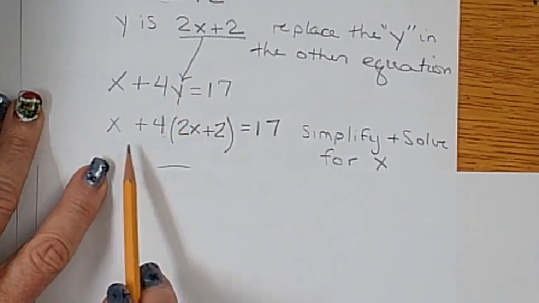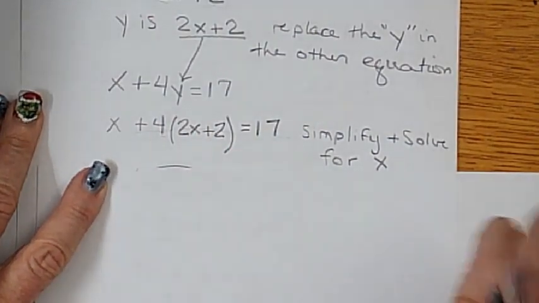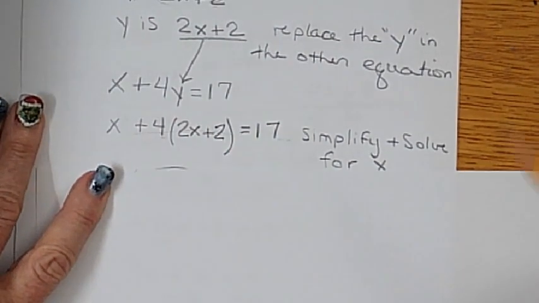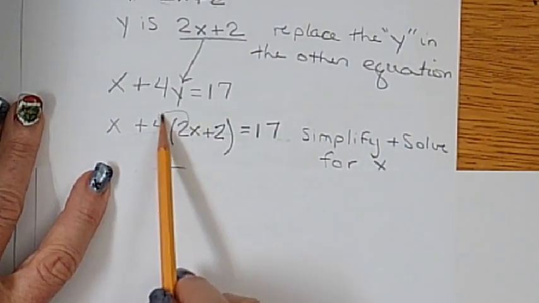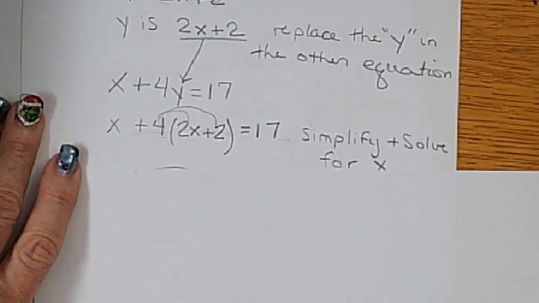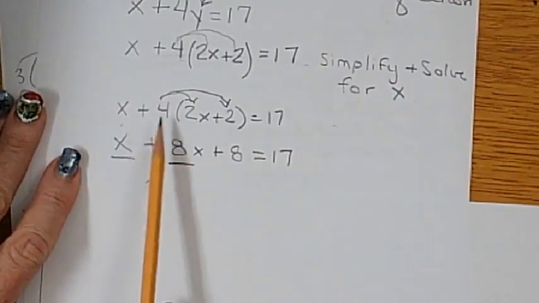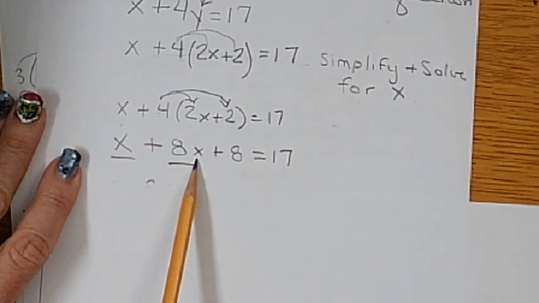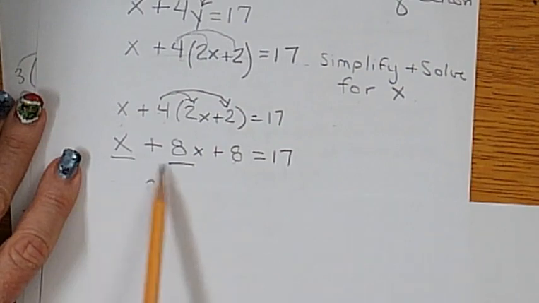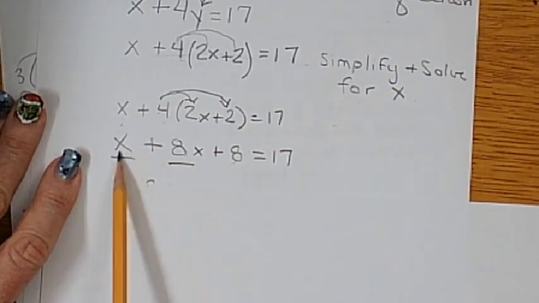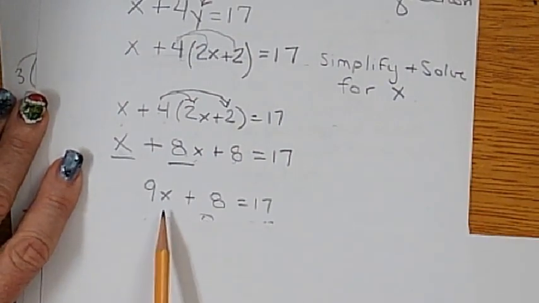So now my equation just has x's, because that's the whole goal of substituting, is to make sure you just have one variable. Now we're going to simplify for x. Before we do that, we have to do the distributive property. I'm going to distribute to each one of those. When I distribute 4 times 2x, it gives me 8x, and 4 times 2 gives me 8. Now I combine my like terms, so 8x plus 1x would give me 9x.